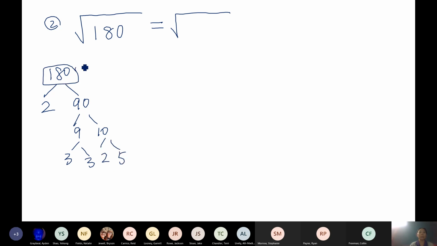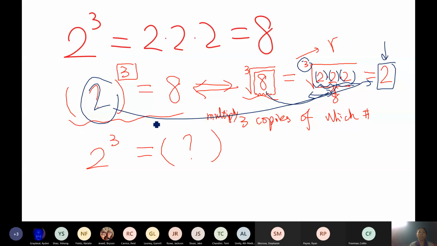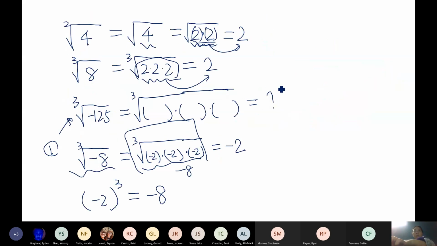So 180 actually can be factored as, I'm gonna circle the prime numbers we have. I'm gonna try to put them in the order. So 2 times 2 times 3 times 3 times 5. Okay, after I factor 180, what we're going to do is we're going to look for perfect squares. Because again, whenever you do square root, it's like asking one number squared is 4. So we're trying to look for 2 copies of anything.